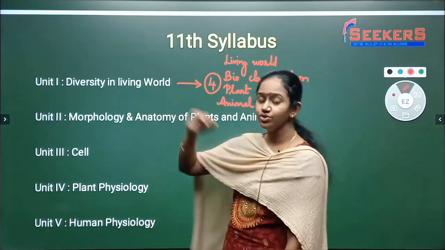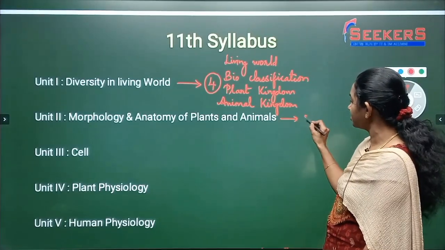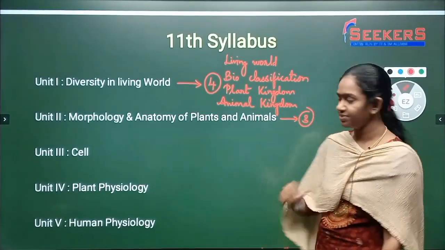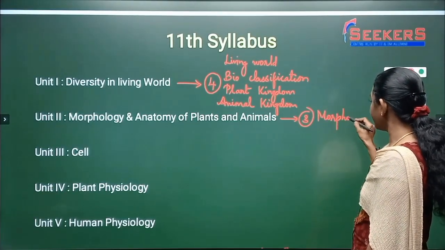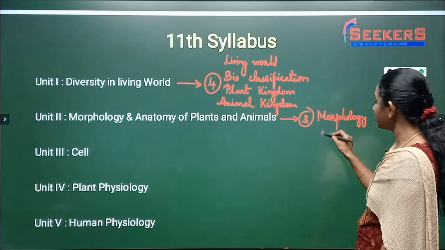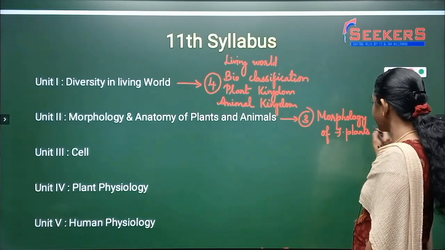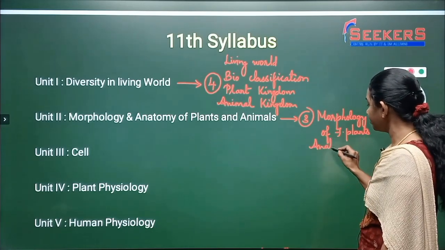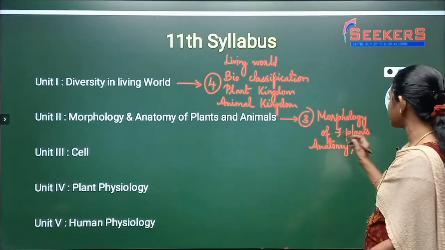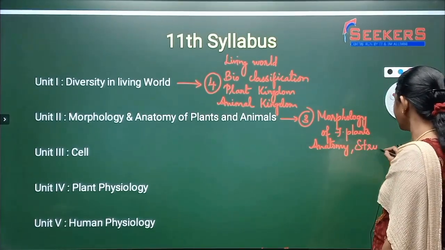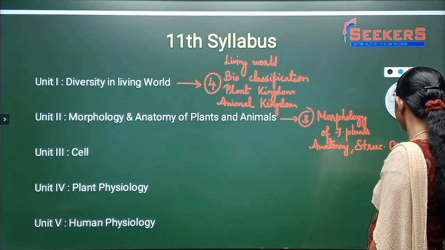World. Now coming to Unit 2, Morphology and Anatomy of Plants and Animals. This unit comprises totally 3 chapters. Chapter number 1 in this unit is Morphology of Flowering Plants. So we are going to study about the morphology of only flowering plants and not the other divisions of your plant kingdom. Then the second chapter is the Anatomy of Flowering Plants. And the last chapter deals with animals, that is the Structural Organization in Animals. So we are going to study some of the tissues that are present in animals.